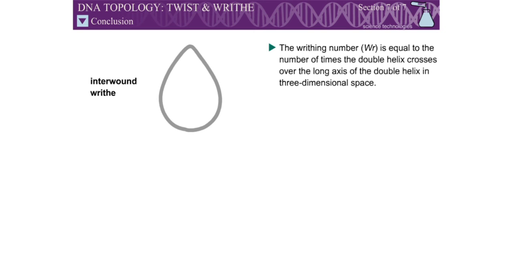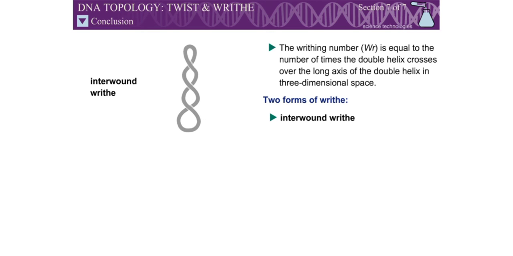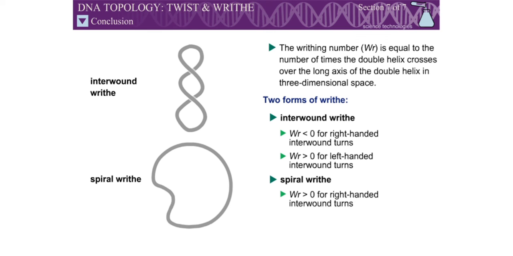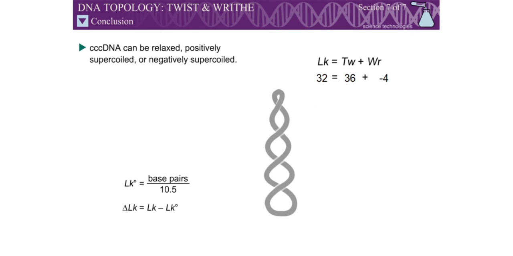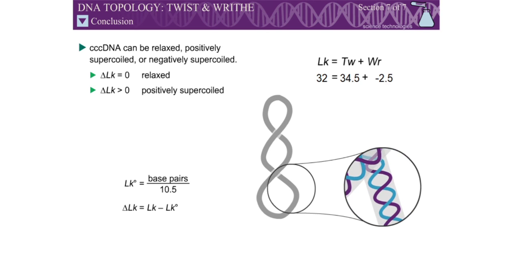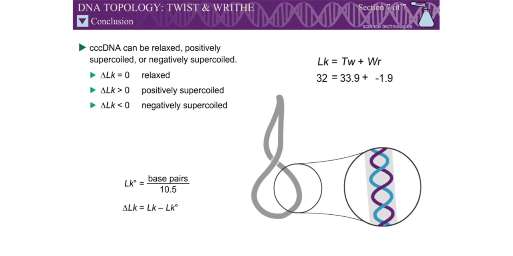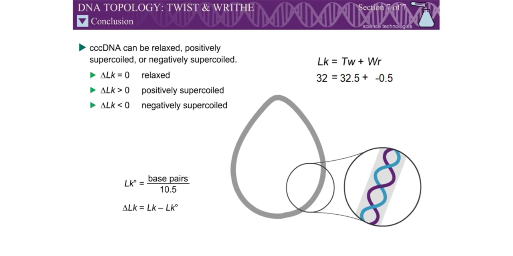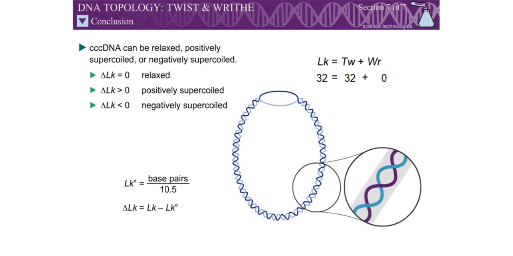The writhing number is equal to the number of times the double helix crosses over the long axis of the double helix in three-dimensional space. The two forms of writhe are interwound writhe and spiral writhe. cccDNA can be relaxed, positively supercoiled, or negatively supercoiled. cccDNA from both bacteria and eukaryotes are usually negatively supercoiled.